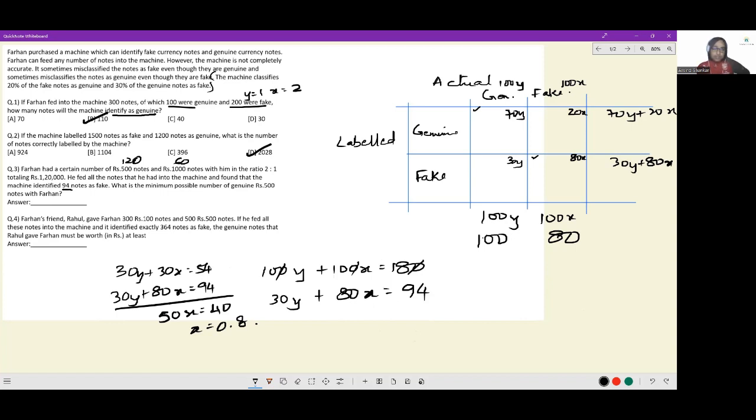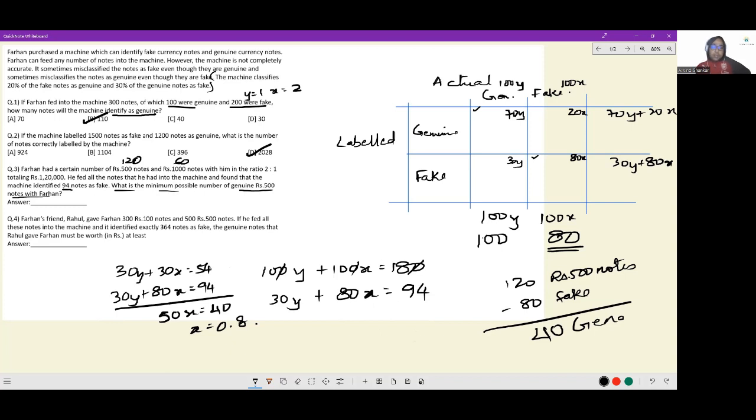Now, the final work that we have to do, what is the minimum possible number of genuine 500 rupee notes with Farhan? If I want genuine 500 rupee notes to be minimum possible with Farhan, I would want all the fake notes that I have to be 500 rupees only. So I have 120 500 rupee notes. Of these, 80 are fake. All the 80 that are fake, let them be 500 rupee notes only. And finally, we'll end up with 40 genuine notes. The minimum possible number of genuine 500 rupee notes with Farhan will be 40.